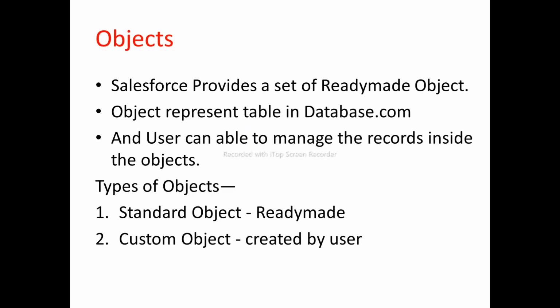First one is objects. Salesforce provides a set of ready-made objects, representable in database.com, and users can manage the records inside the objects. There are two types of objects in Salesforce. First one is standard object and second one is custom object. Standard object is the ready-made object which is provided by Salesforce.